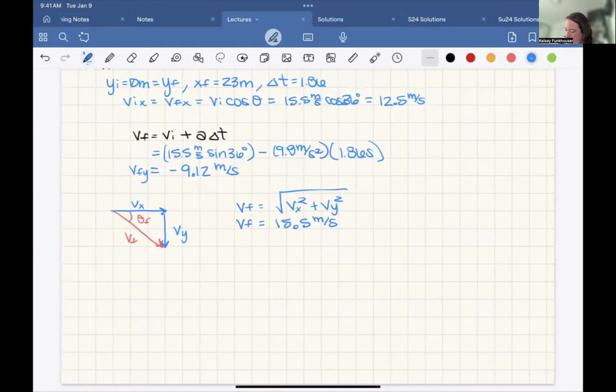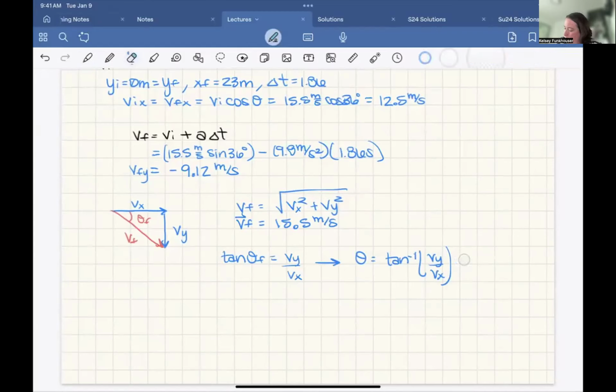The final velocity is 15.5 meters per second. And for the angle, this is where we use tangent. So tangent of the angle final is opposite over adjacent, so vy over vx. And then we take the inverse tangent of both sides to get the angle. Tan inverse of vy over vx. So this is tan inverse of negative 9.12 meters per second divided by 12.5 meters per second. And this is going to give us an angle of negative 36 degrees.